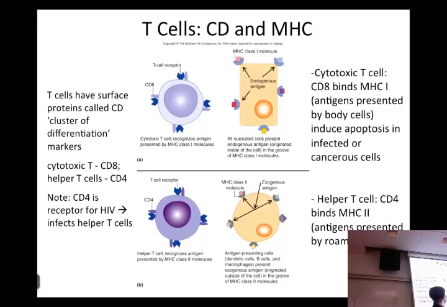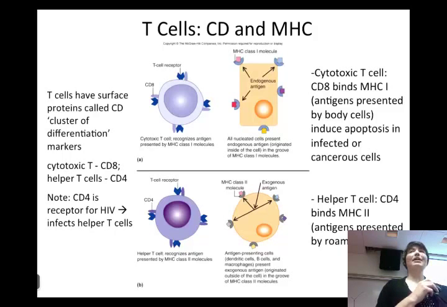Cytotoxic T cells have a similar set of receptors. They also have a T cell receptor that has some specificity. They also have a CD protein, but it's different. It's called CD8. Now, we've talked about MHC class 2. So what do you think CD8 is specific for? MHC class 1.